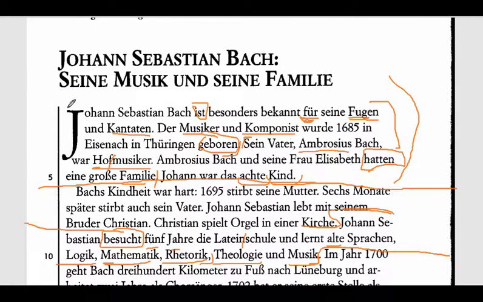Johann Sebastian Bach is especially well known for his fugues and cantatas. The musician and composer was born in 1685 in Eisenach in Thuringen. His father, Ambrosius Bach, was a court musician. Ambrosius Bach and his wife Elizabeth had a large family. Johann was the eighth child. Marvelous. Okay, really nicely done.